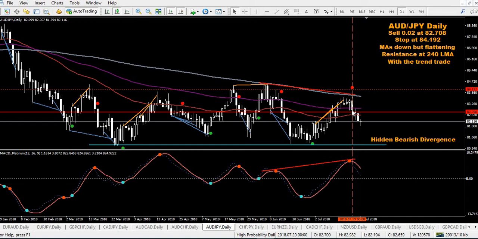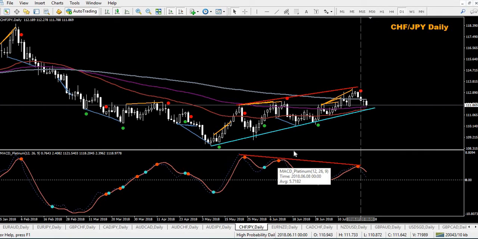Aussie yen in a sell here. Seems to be a common theme on these. That was on hidden bearish divergence. You can see the trend lines through there and there. Got a big support level down here, so hopefully we're just trying to grind down to that at the moment. Nothing to get too excited about, at least we're profitable. Stop in place, so all good.